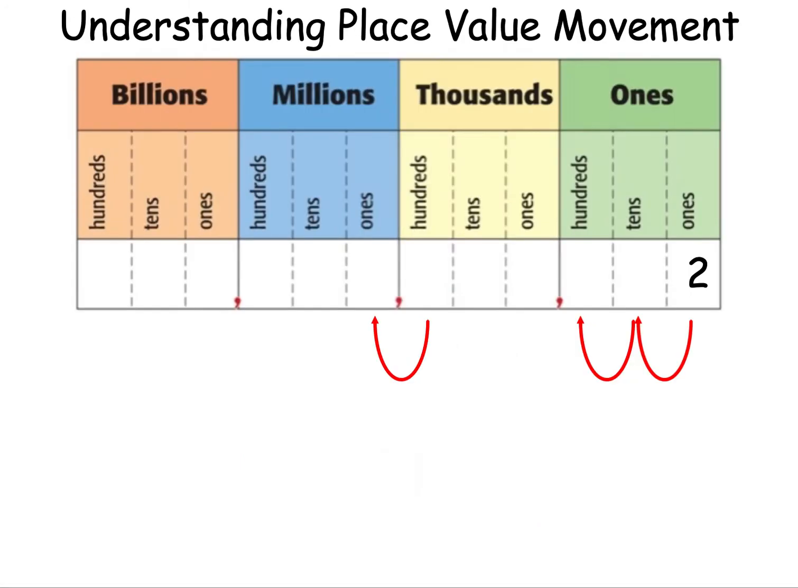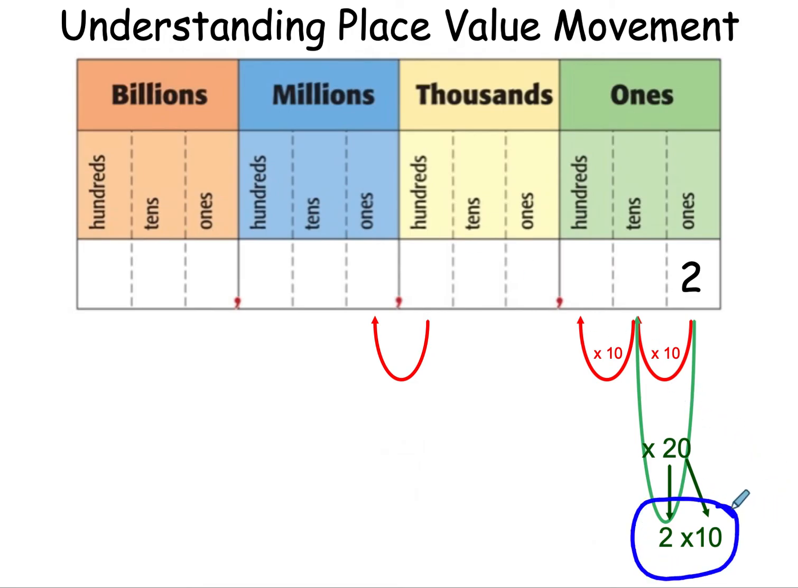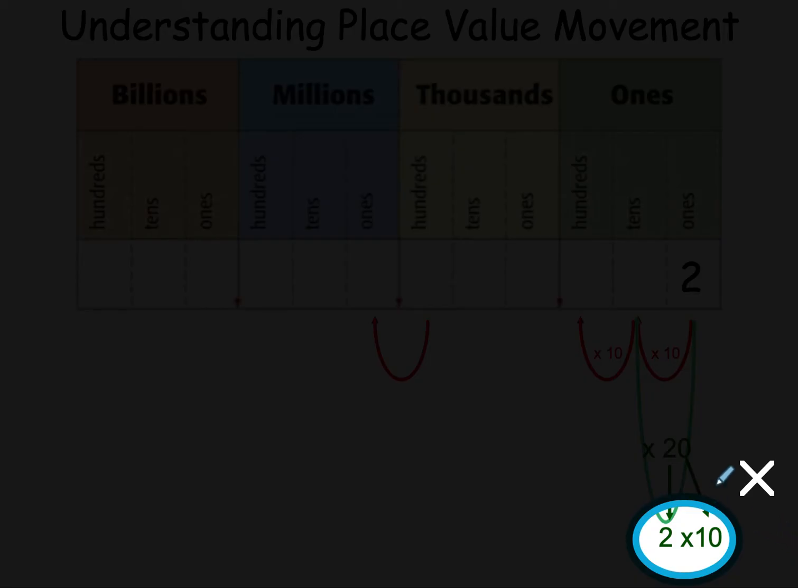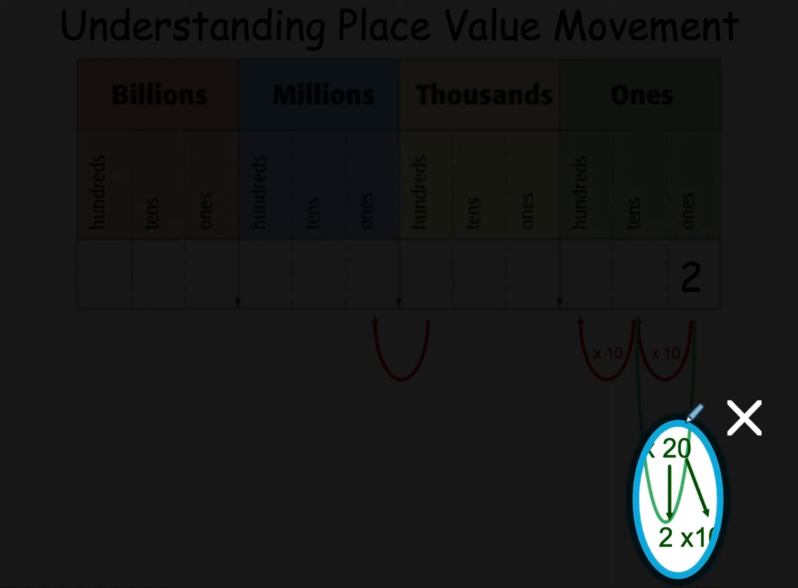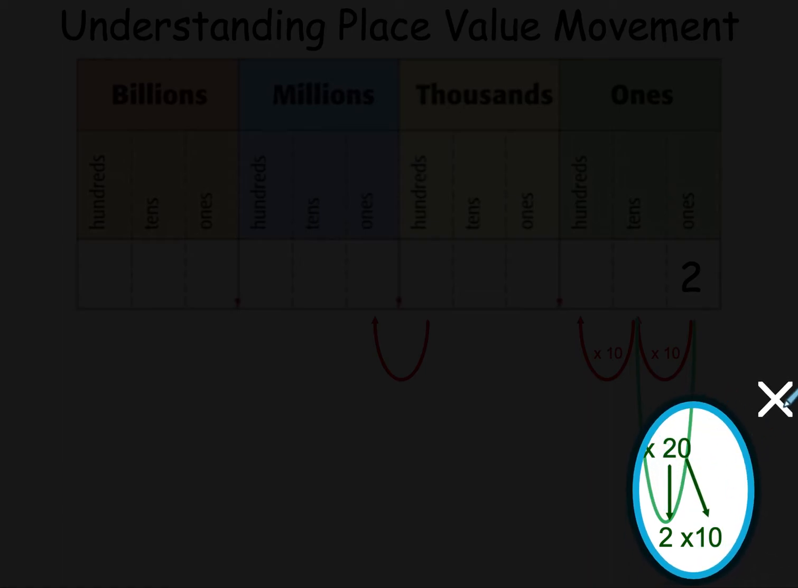Hold on that thinking. And what if I were to do something more than just times 10? So I know when I move my 2, I just did times 10. If I move it again, that is times 10. But instead, what if I decided to do times 20? Well, as we can see, when we do times 20, what that really is, is 2 times 10. So times 20 is really 2 times 10.